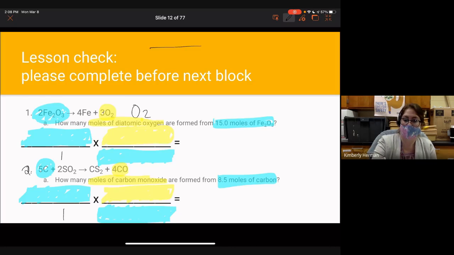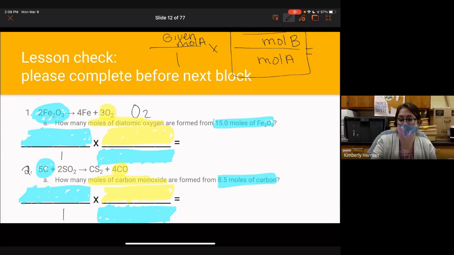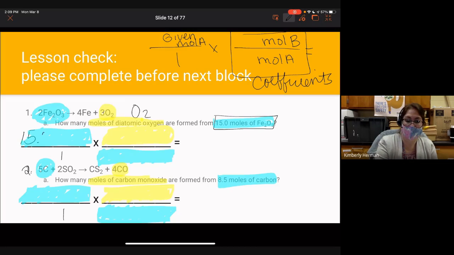So remember, when we're starting with these, we want to have our given go first. And that's going to be the moles from our problem, mole A, and then we need mole A to cancel out on the bottom with mole B on top for it. Now remember, for this conversion factor, we get it from our coefficients, aka those front numbers for it. So we'll see that we're starting with 15.0 mol Fe2O3. We're going to need mole of Fe2O3 on the bottom.